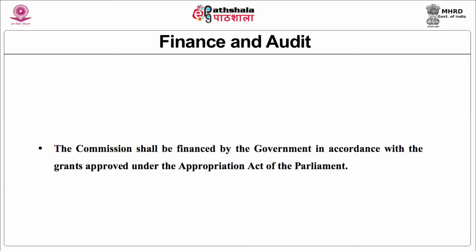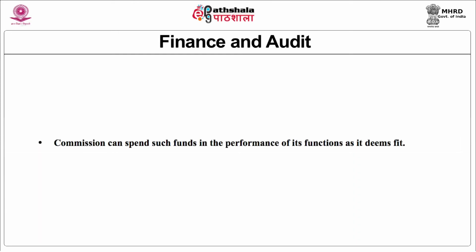For effective functioning of any commission, finance is extremely important, and the Act says that the commission shall be financed by the government in accordance with the grants approved under the Appropriation Act of the Parliament. The National Human Rights Commission can spend that amount in the manner it wants, to further the protection and promotion of human rights, as it deems fit. This is an important provision where the Commission has been given autonomy and independence to spend that money for the purposes for which it has been created.